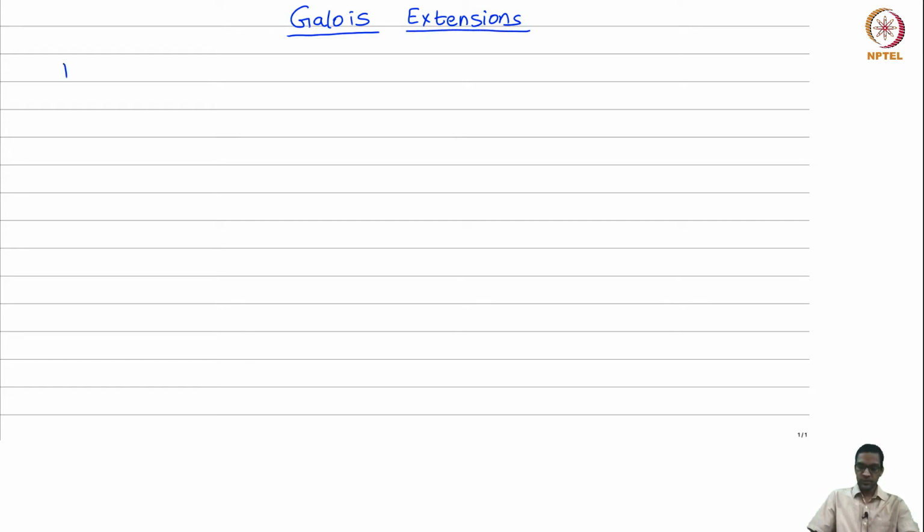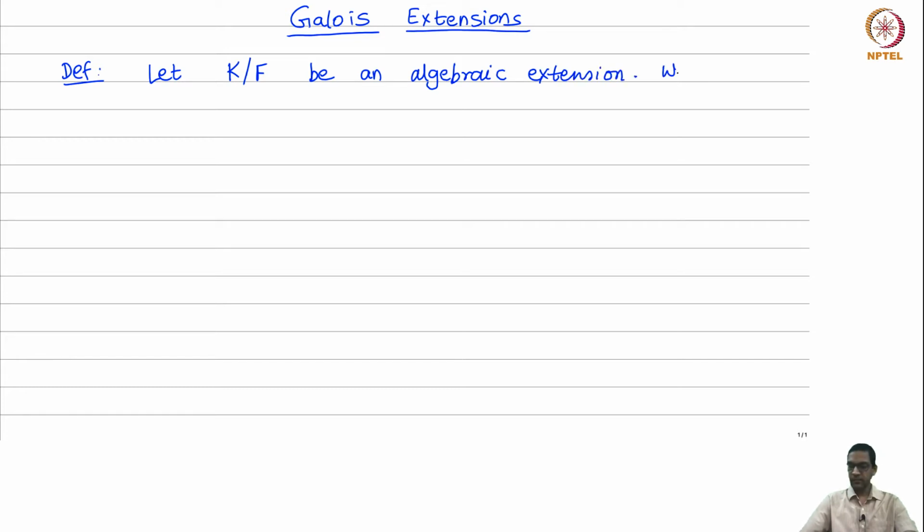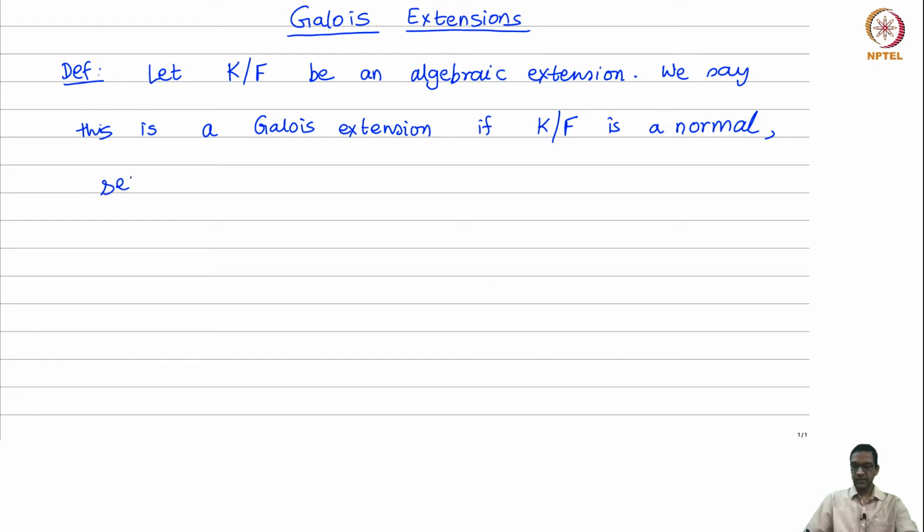So first the definition. Let K over F be an algebraic extension. We say that this is a Galois extension if it has two properties. Number one, K over F is a normal extension, and number two, it is a separable extension.